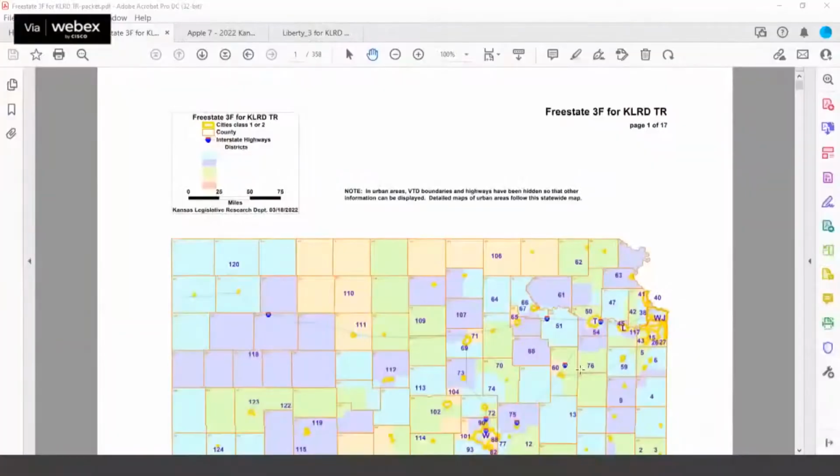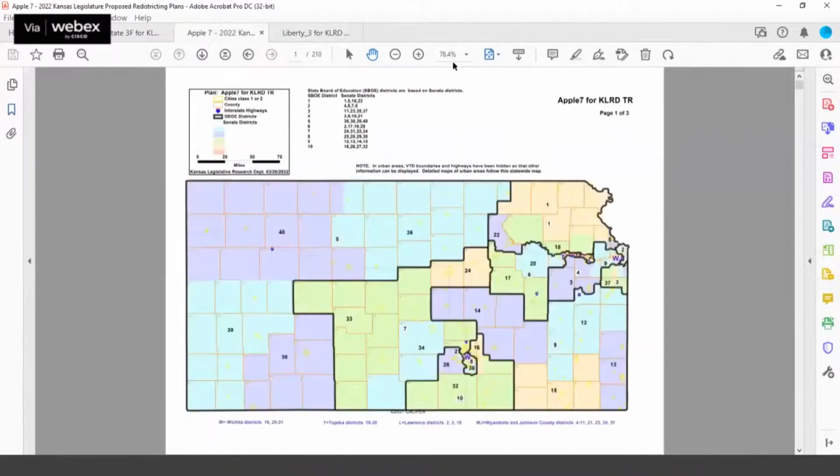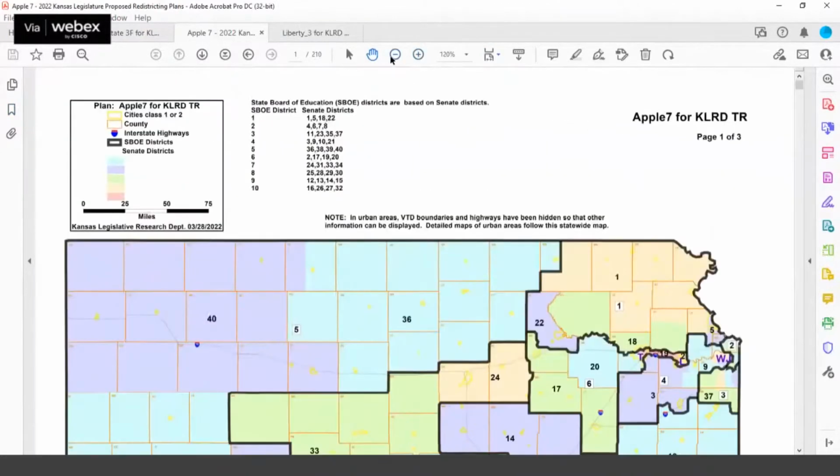Thank you, Mr. Chair. Jordan Milholland, Legislative Research. I'm going to pull up the State Board of Education map here to show everyone. This was the map that was passed yesterday in Senate Bill 577. It is called Apple 7. And again, these packets are also available on the Kansas Legislative Research website under Enacted and Presented Plans.